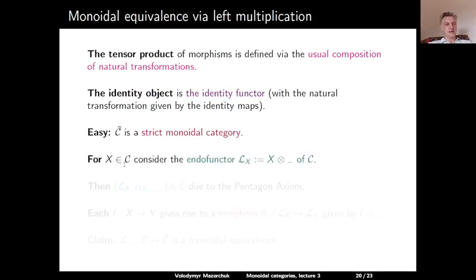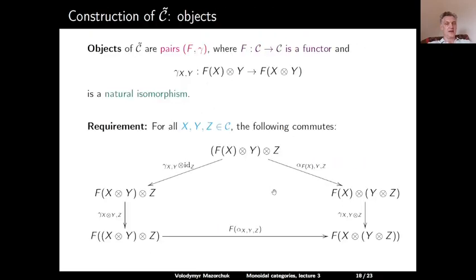Now, for any object x in C, we consider the endofunctor Lx given by the left multiplication with x. Then this endofunctor Lx, together with the structure morphism, which is given by the associator alpha, in which the first index x is fixed, and then the second and the third indices vary, this pair belongs to C tilde due to the pentagon axiom. So the defining axiom for an object in C tilde, if we replace f by Lx, simply gives us the pentagon axiom. So this is satisfied.